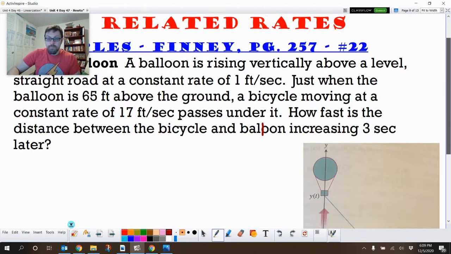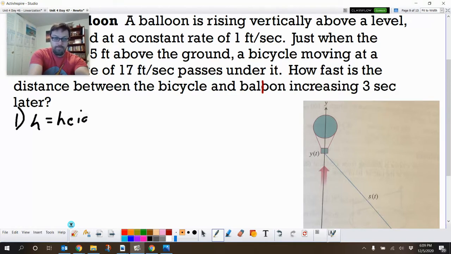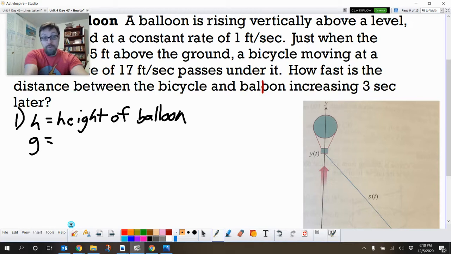So let's start by identifying what's going on. What are some of our major players in this problem? So step one, we have the height of the balloon. That's important. Next, we have the ground distance because the bicycle's running along the ground. So we want to know what is the ground distance of the bicycle.